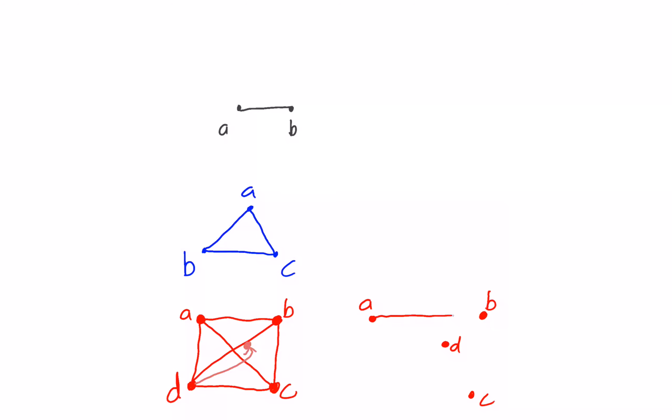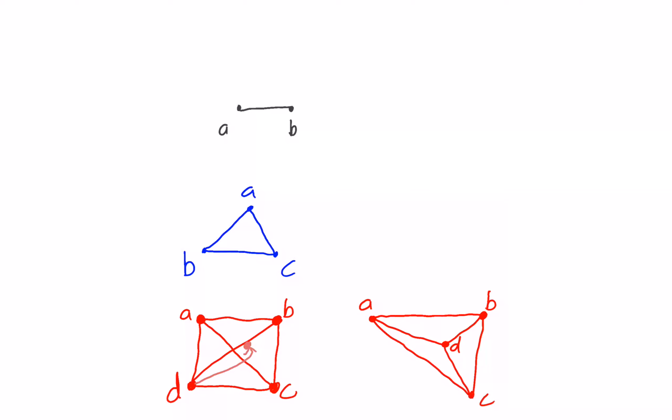So A connects to B, and to C, and to D. B connects to C, and to D, it's already connected to A. C connects to D, it's already connected to A and B, and D is already connected to A, B, and C. So you see, by scooting that one vertex in, we were able to come up with a planar drawing of this graph that has edges between each pair of vertices.